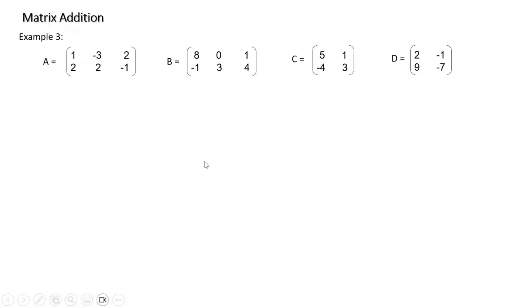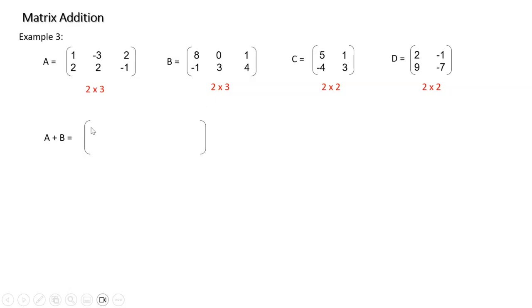Example. So we're going to do operations on matrices. The first thing we've got to do is make sure that we can actually do the operation. So, remember that the matrices must be the same size. Matrix A is a 2 by 3 matrix. Matrix B is a 2 by 3. Matrix C is a 2 by 2. And matrix D is also a 2 by 2. So can we do A plus B? Sure we can, because A and B are the same size.